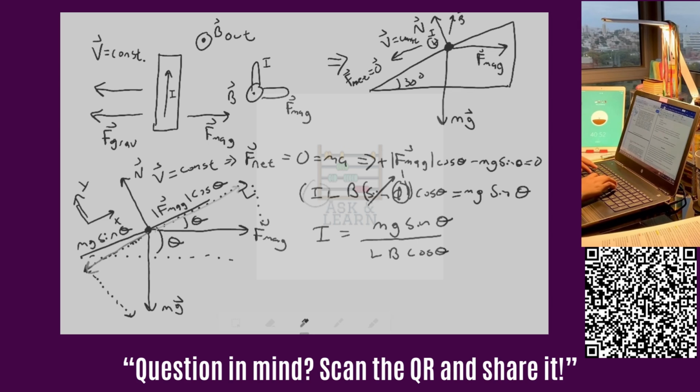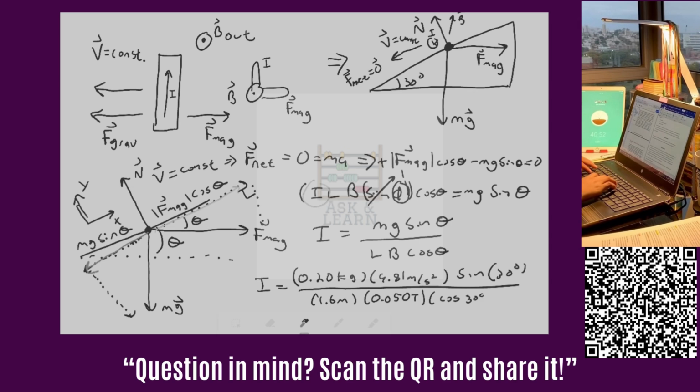We know all of these things. We know the mass of this object. The mass of the rod is 0.20 kilograms. The acceleration due to gravity is 9.81 meters per second squared. We multiply by the sine of the incline angle, which is 30 degrees. Divide this by the length of the rod. We're given that; it's 1.6 meters. The magnitude of the magnetic field is 0.050 teslas. And we divide that by cosine of our 30 degrees.